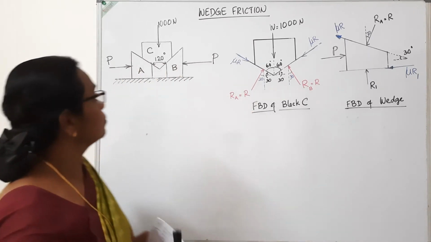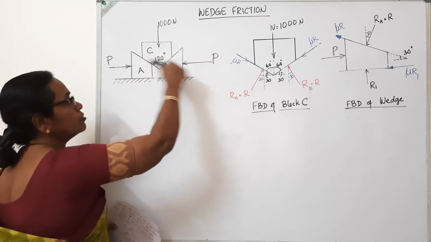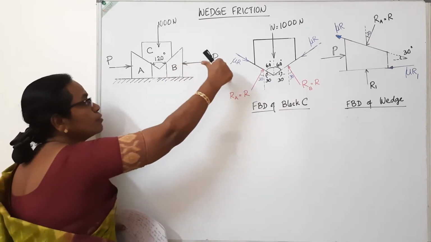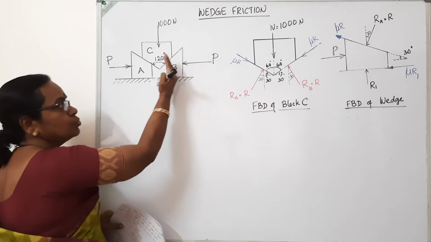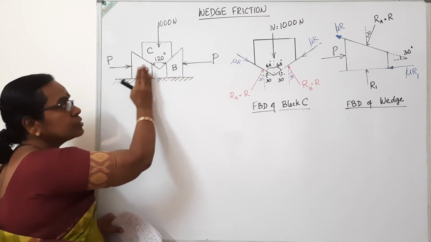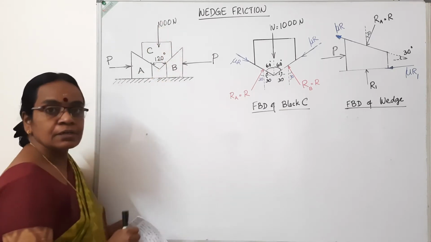So refer to the figure. There are two wedges A and B, with forces applied from either side. As force P is applied in this direction, this wedge moves towards the left. The wedge A moves towards the right. And as a result, the block gets lifted up.